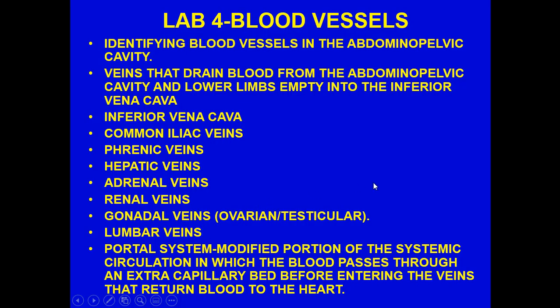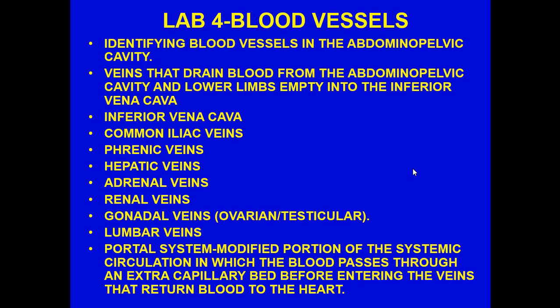Now, veins that drain blood from the abdominal pelvic cavity and lower limbs empty into the inferior vena cava. Yeah, we know that. So let's start with the inferior vena cava and walk backwards, going to the common iliac veins, phrenic veins, hepatic veins, adrenal veins, renal veins. Also, we have the gonadal veins, whether it's ovarian or testicular, the lumbar veins, and then we have something else you need to be really on top of, because it's going to help you also when we get into the digestive system, and that is the portal system.